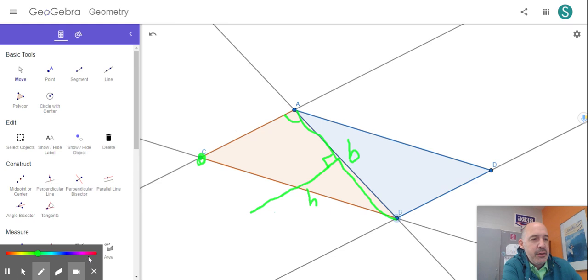So what have I done? Every time when I got a base, my height is perpendicular to the base. Okay, this will never change. Word.